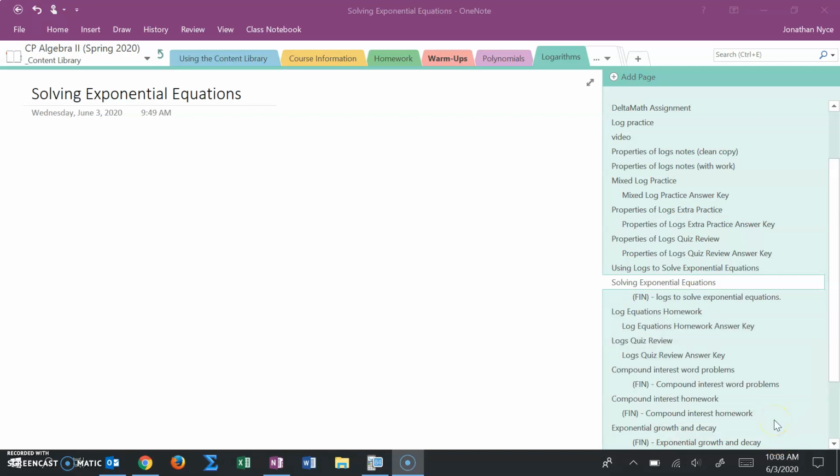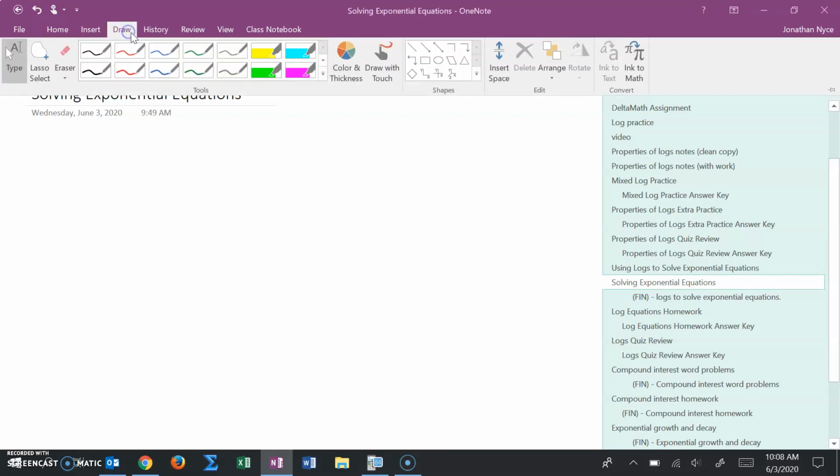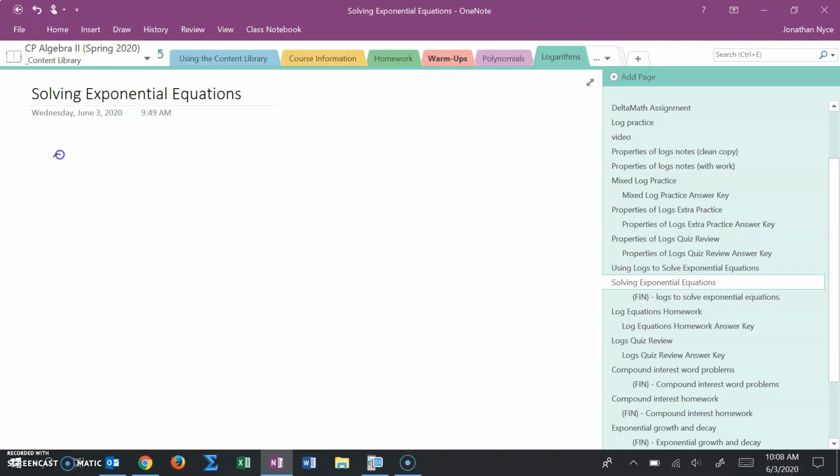Good morning. Today we're going to take a look at solving exponential equations. This will be the last topic that we look at this school year. So we've looked at some exponential equations already. An exponential equation would be something like 2 to the x power equals, we'll say, 16.